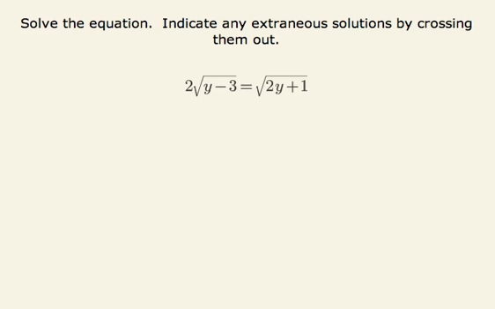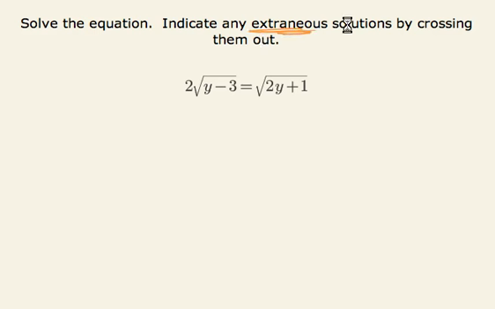Solve the equation, indicate any extraneous solutions by crossing them out. We have here a radical equation, and so to solve this, we'd like to get rid of those radicals. To get rid of a radical, we'd like to square both sides of the equation. And unfortunately, squaring sometimes introduces these extraneous solutions.